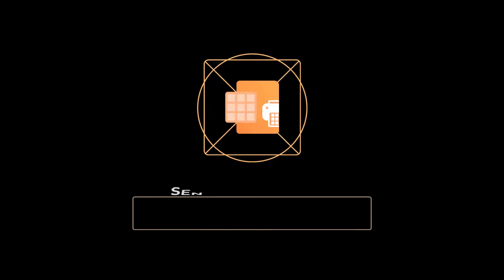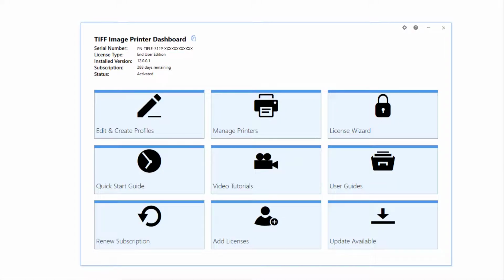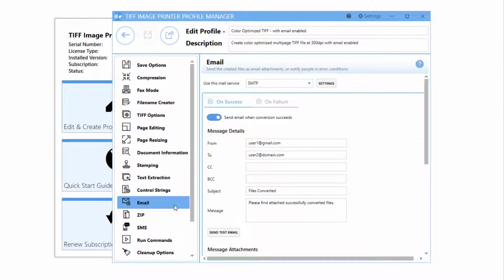How to email creative files using SMTP with Raster Image Printer 12. Whether you are using TIFF Image Printer, Raster Image Printer, or PDF Image Printer, with version 12 of Peernet's image printers, users can email created images and PDFs as attachments silently using the SMTP mail server. To use the Outlook mail server, please see our video called Email Created Files Using Outlook.